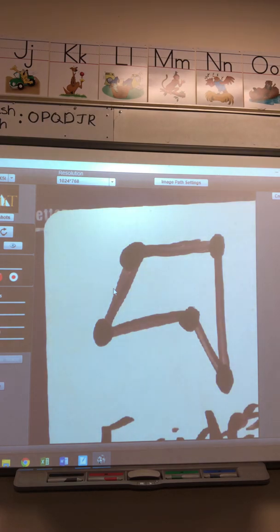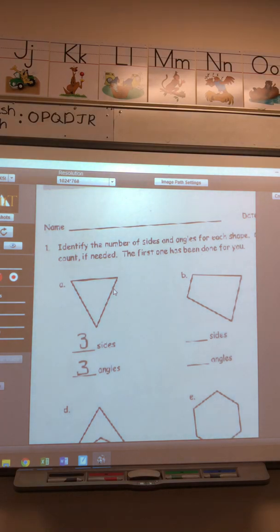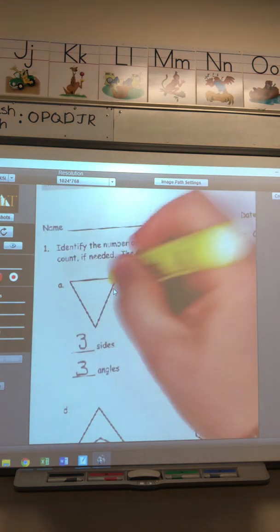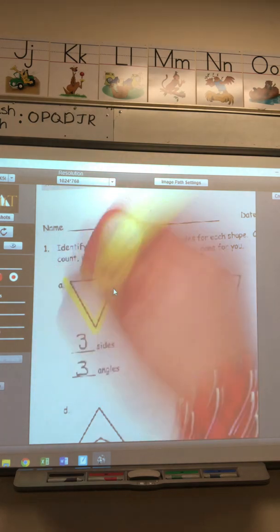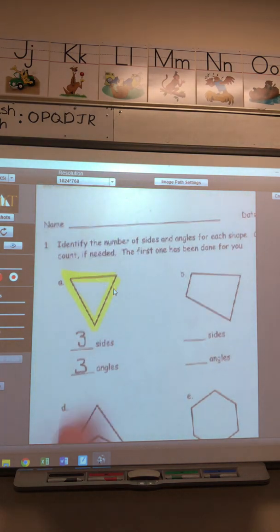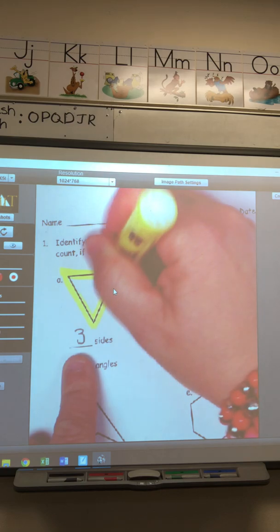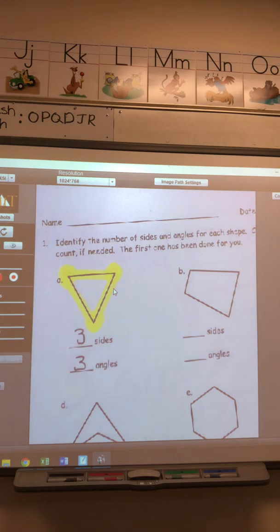So today in the problem set, you're just going to identify the number of sides and angles. Remember, identify means figure out, look at, label, okay? The first one has been done for us, all right? So we had this side met that. That's 1, 2, 3 sides. Then every point where these sides met is an angle. So there's 1, 2, 3 angles, okay?